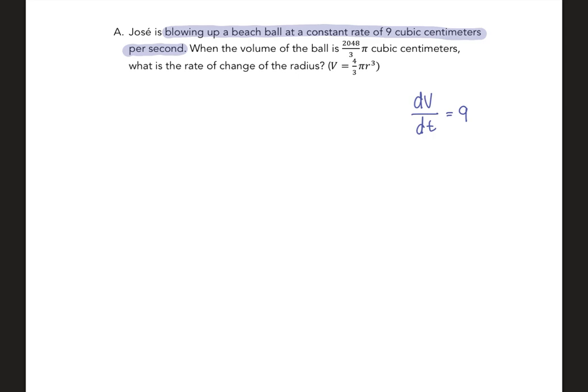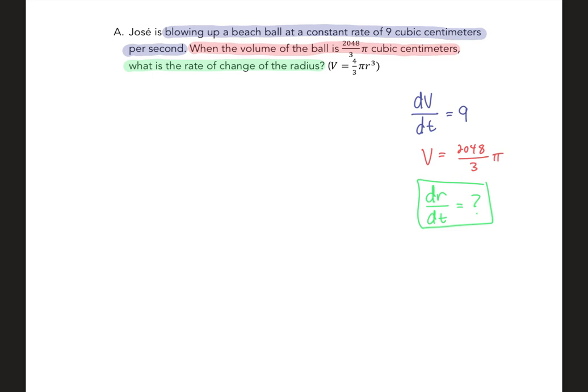Next they say when the volume of the ball is 2048 over 3 pi cubic centimeters. So they're just saying when V is 2048 over 3 pi, you don't need units. And then they ask, what is the rate of change of the radius? The rate of change of the radius is dr/dt, and that's what we're looking for. So put equals question mark so we don't forget what we're solving for ultimately.